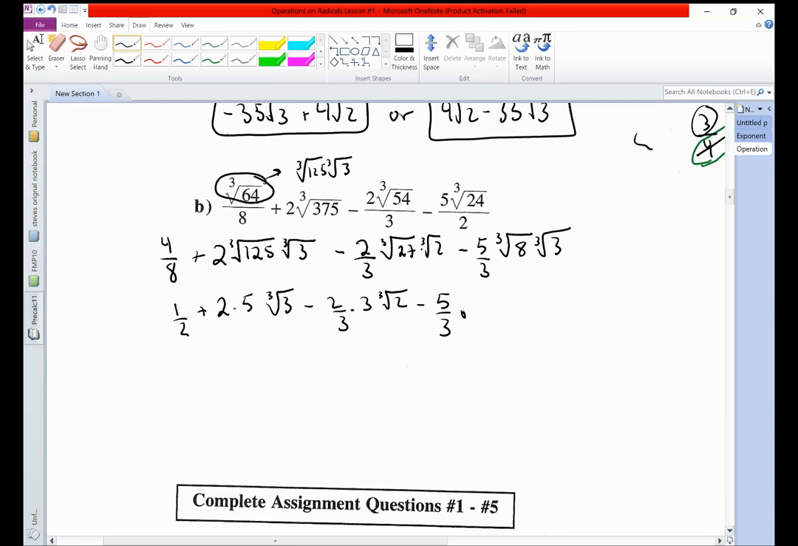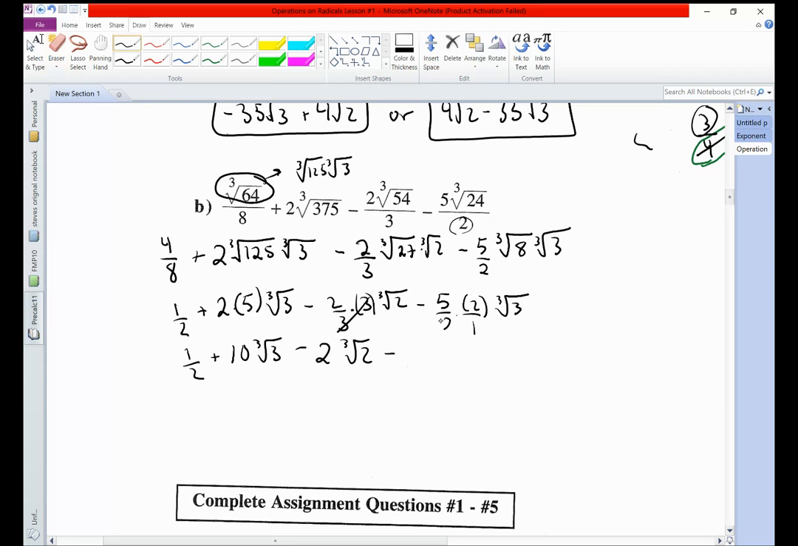And the cube root of 8 is 2 multiplied by 3. So it's a bit messy right now, but we can simplify even further. 1/2 plus 2 times 5 is 10 cube root 3 minus 2 over 3 times 3. Those 3's cancel, and I have 2, 3 root 2 minus 5 over, oh, I totally wrote that as 5 over 3, but it's 5 over 2. Easy to make a mistake.